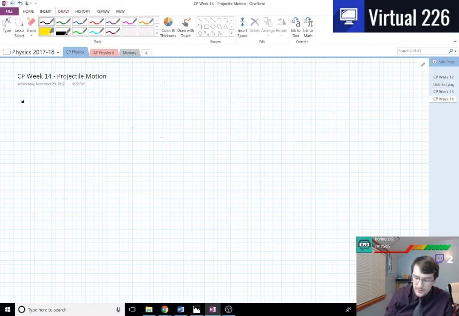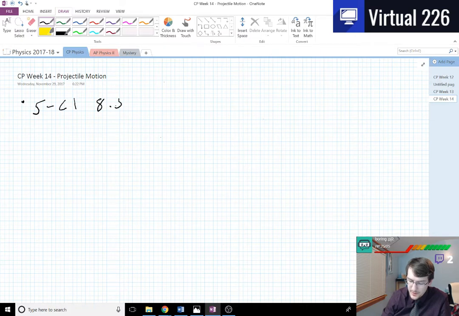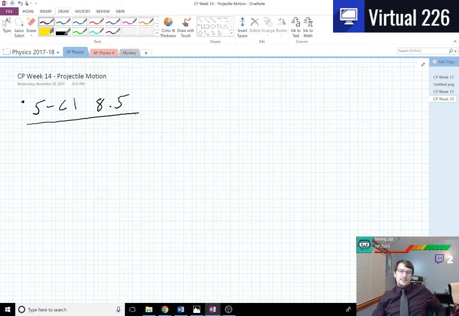We're going to look at a problem from Unit 5C1. This is a horizontal projection problem, Problem 8.5. In this problem, an M1A1 tank is sitting on top of a hill or a cliff, and it's firing a shell perfectly horizontally off of that cliff. What we want to figure out is how high the cliff is.